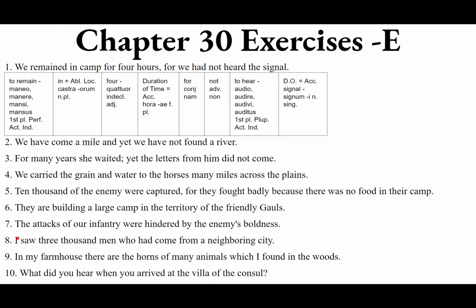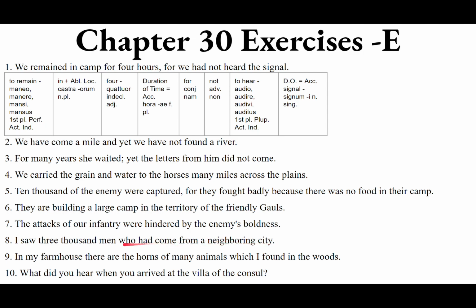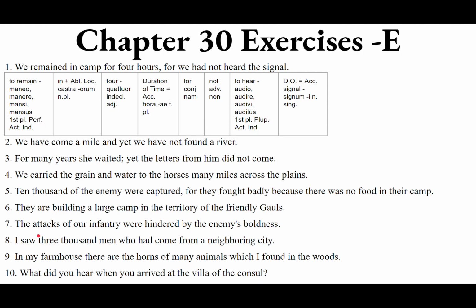Octava. I saw 3,000 men who had come from a neighboring city. So I saw, the main verb is saw. We have a main clause here, I saw 3,000 men. And then we have a subordinate clause, a relative clause, who had come from a neighboring city. If we crossed out the main clause and just had who had come from a neighboring city as a sentence, it wouldn't work by itself. It depends upon the main clause. Whereas if we get rid of who had come from a neighboring city and just have I saw 3,000 men, that sentence works just fine.